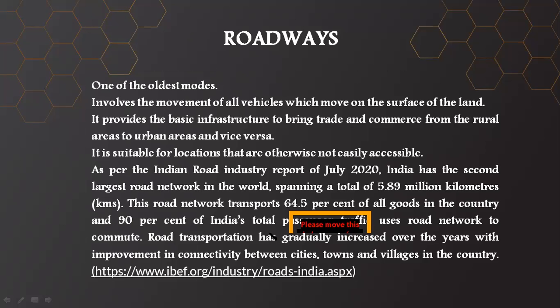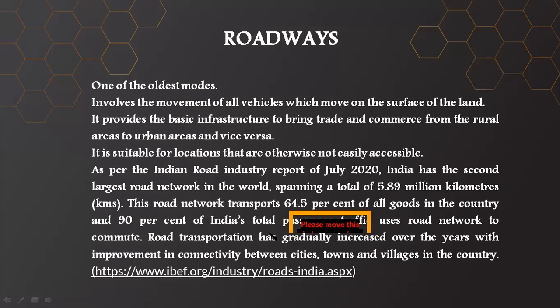Then comes roadway. It is again one of the oldest modes of transportation. It includes everything which moves on the surface of the land. All the vehicles which are moving on the surface of the land. And this is one area, we can say, which easily connects the rural areas to urban areas, especially village areas and all, where we cannot get access through any other mode of transportation. There roadways are the best one. And it is also suitable for locations that are otherwise not easily accessible.